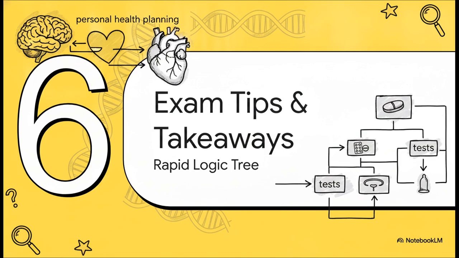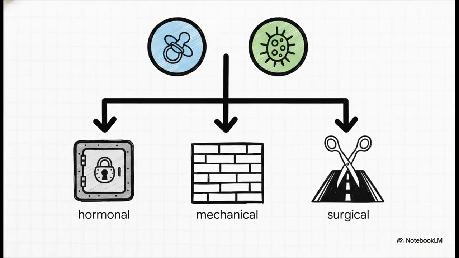Finally, Section 6, exam tips and takeaways. Let's build a rapid logic tree. You can literally use this logic tree to systematically nail the right answers on your tests. Step 1, identify your target variable. Are you trying to solve for pregnancy or STIs? Step 2, categorize the mechanism. Are we locking the vault hormonally, building a physical barricade mechanically, or blowing up the highway surgically? Using this simple framework helps you eliminate wrong answers incredibly fast.